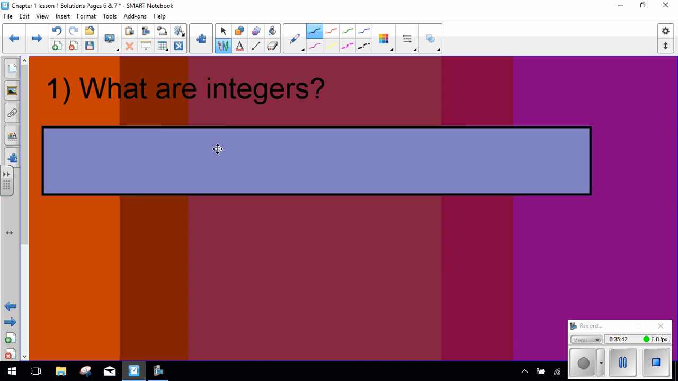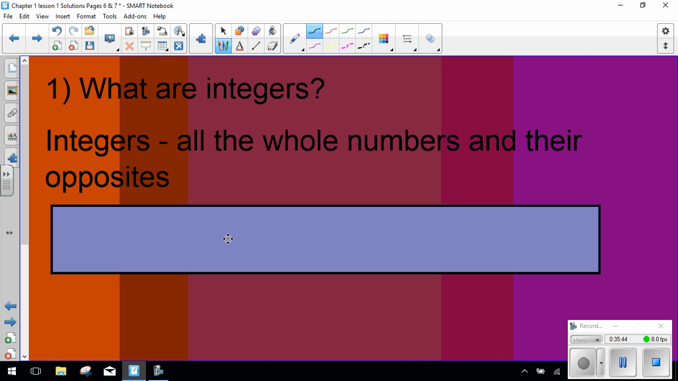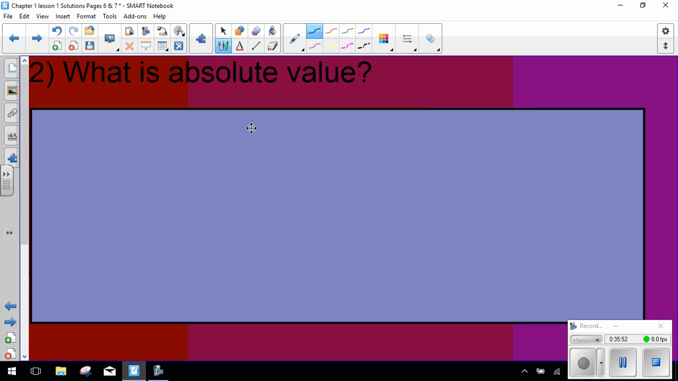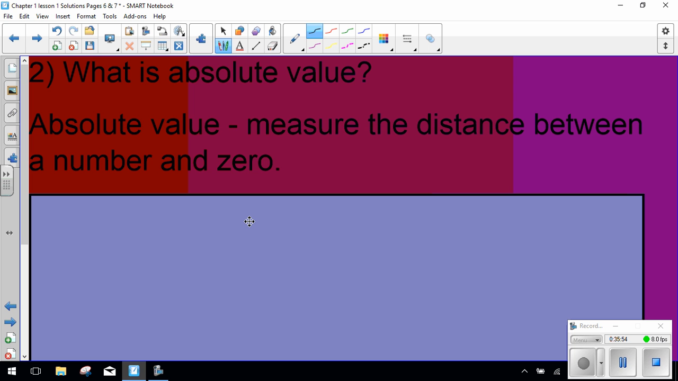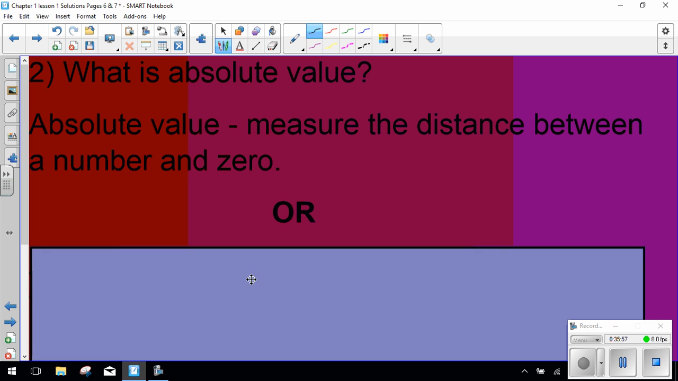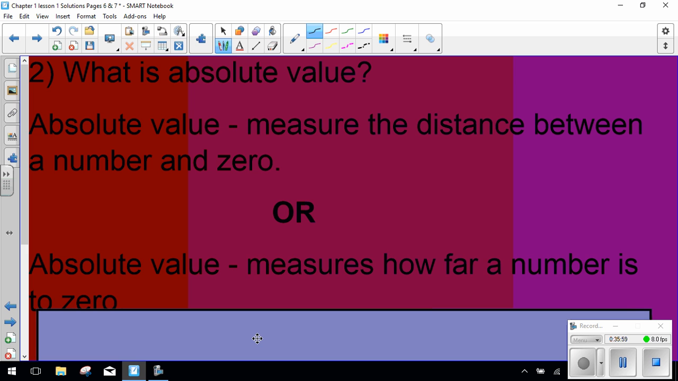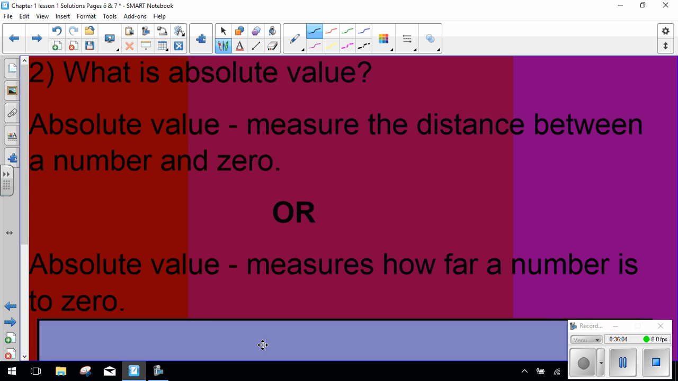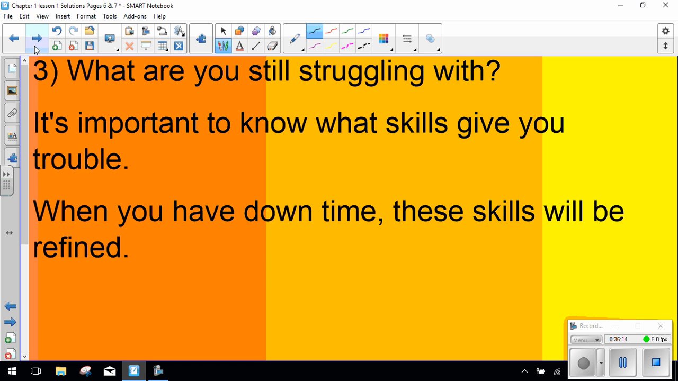So question one, what are integers? Integers are all the whole numbers and their opposites. All right, pause here if you need. I'll be moving on to the next page. Question two, what is absolute value? Absolute value measures the distance between a number and zero. Or you could also say absolute value measures how far a number is to zero. You don't have to have both of these written, just pick one. I kind of prefer the first one, because students always remember the magic word distance, but either one's okay.